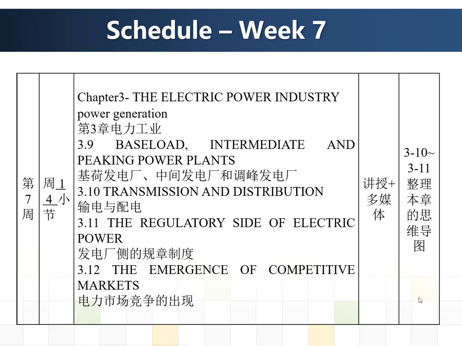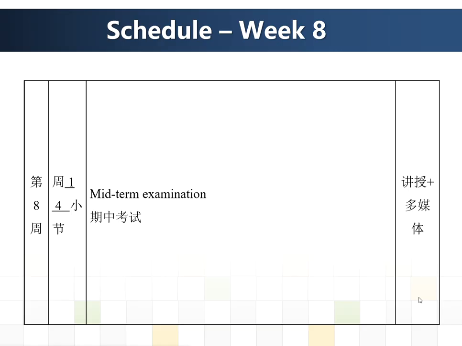Week 7 will teach 3.9 to 3.12, covering baseload, intermittent, and peaking power plants, transmission and distribution, the regulatory side of electric power, and the emergence of competitive market. 3.11 and 3.12, the regulatory side of electric power and the emergence of competitive market, will also be self-learning sections. There will be a midterm examination in week 8.